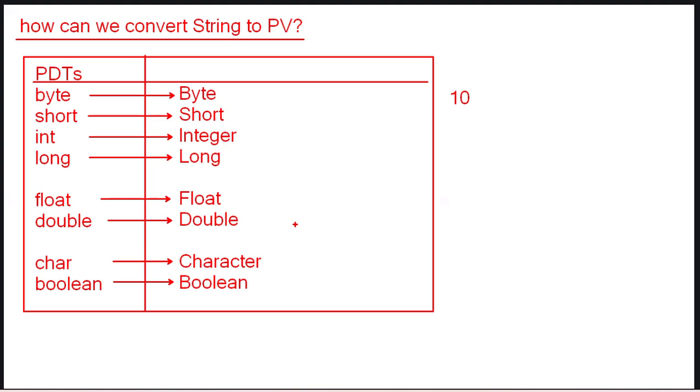What is the name of the method? The common name is available. The name of the method is parse. Parse means what? Conversion. Converting one type to another type is technically called parse. Which value you want to parse? String. To which type? That type you have to write here. Parse xxx, here you should pass what? A string, in double quotes.